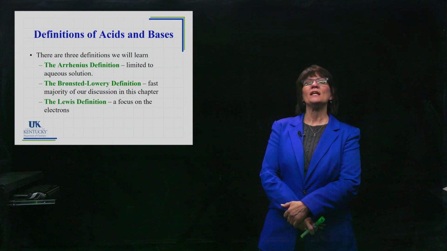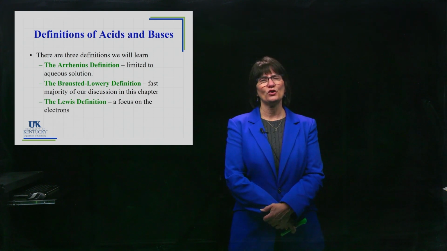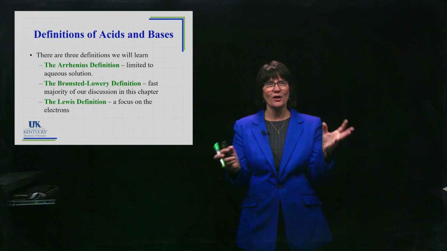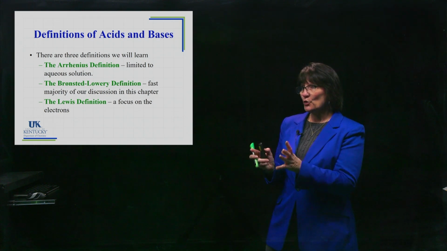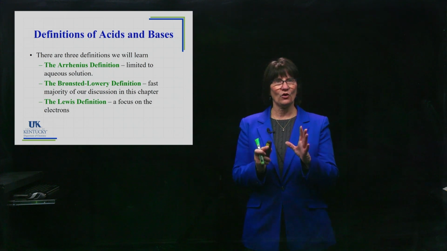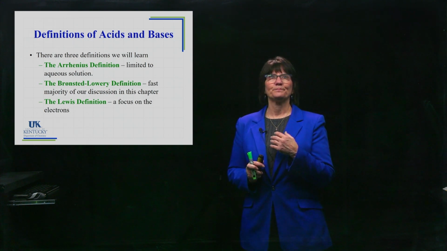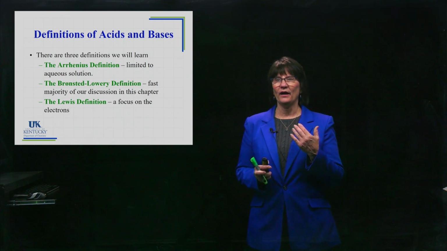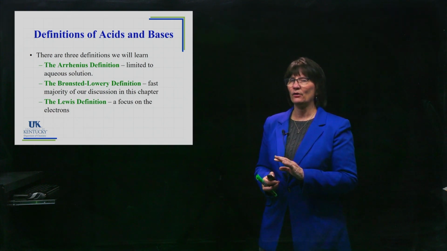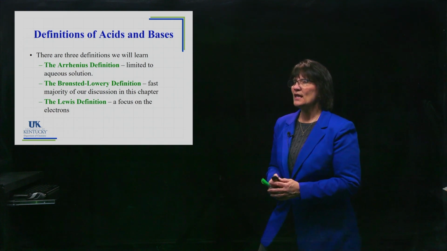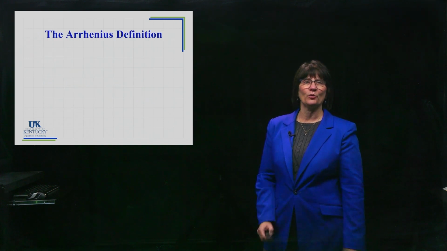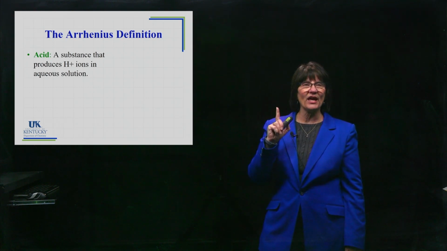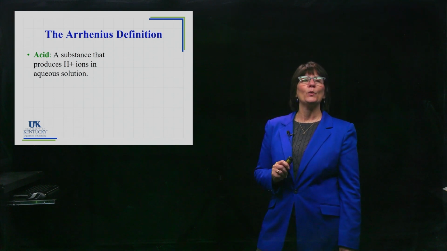And then the last definition is the Lewis definition. Now, when you think back to Lewis structures, what did we put around our structures with these dots? What did those dots represent? They represented electrons. So the Lewis definition focuses on what the electrons are doing. Now, we won't focus on that definition in this chapter, but when you deal with various reactions, you'll see that playing out in some of your future work in chemistry if you take other chemistry classes. So let's go back to the Arrhenius definition, which was defined for us before. What's an acid? A substance that produces H+ ions in aqueous solution.